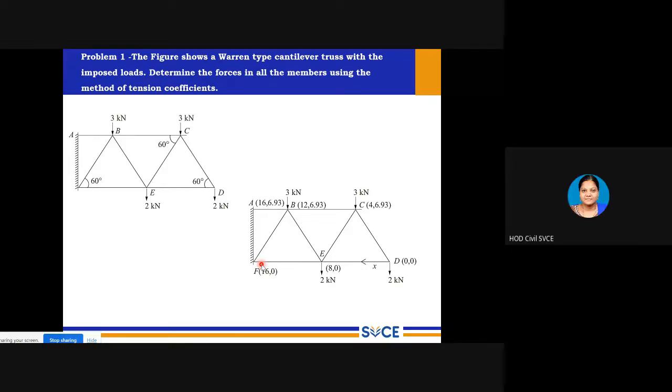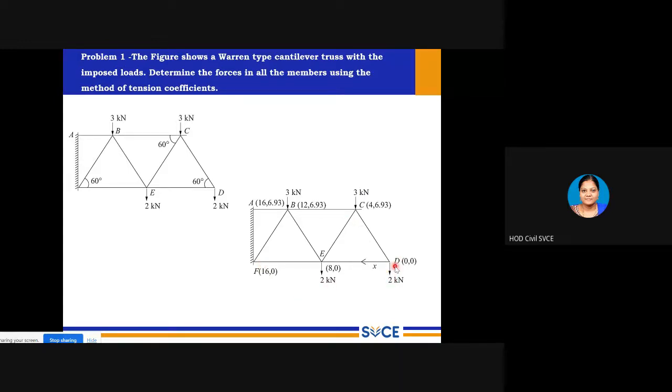Yes, yes. So in joint D, we have only two members, whereas if you take the joint C, how many members are connected? You have CB, you have CE, you have CD. Similarly, if you take the joint E, you have so many members like EF, EB, EC, and ED. Similarly, at joint B, you have so many members. So you have to start from the joint D where you have only two members.